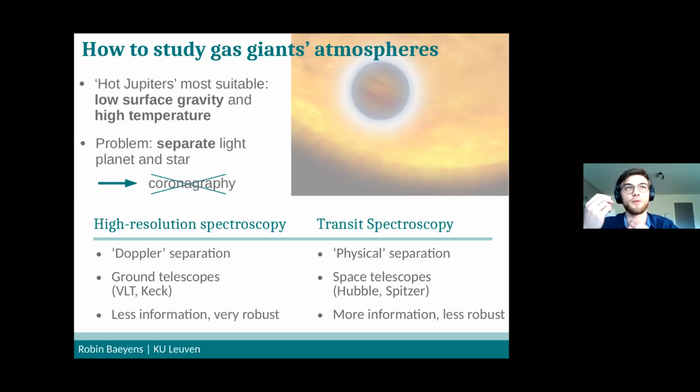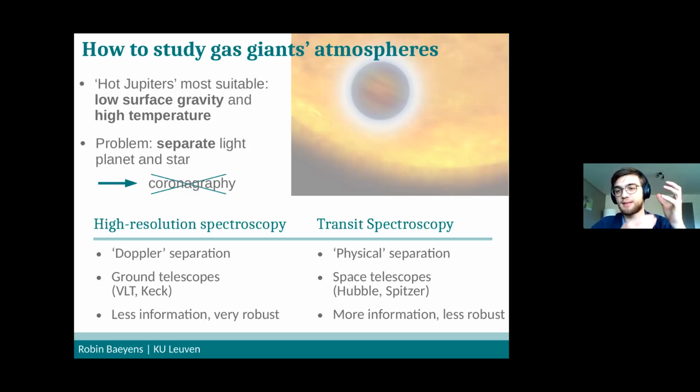So if you want to find a species, then it's super good because it's very robust at doing detections, but it does not have as much information content as transmission spectroscopy, which relies on a physical separation. So you wait until the planet comes in front of the star, and then you can look at the light that is filtered through the atmosphere of the planet. This is mainly done with space telescopes, and it has more information.